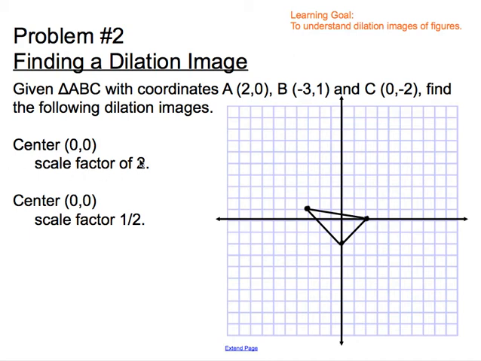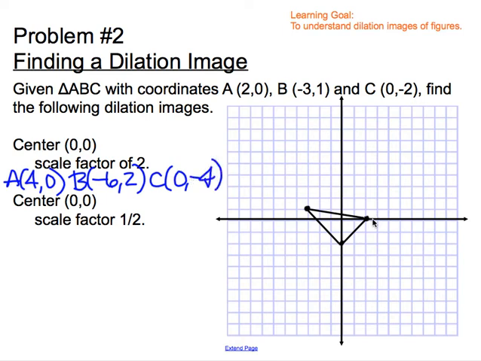Now with a scale factor of 2 and a center of (0, 0), I want to take the x's and y's and double all of them. So 2 times 2 is 4, 0 times 2 is still 0. B is going to be at -3 times 2, which is -6, and 1 times 2 is 2. And C is going to be 0 times 2, which is 0, and -2 times 2, which is -4. Let's plot these points: (4, 0), (-6, 2), and (0, -4). If we connect these points, we can see the triangle when multiplied by a scale factor of 2. So we get a triangle that is twice the size.